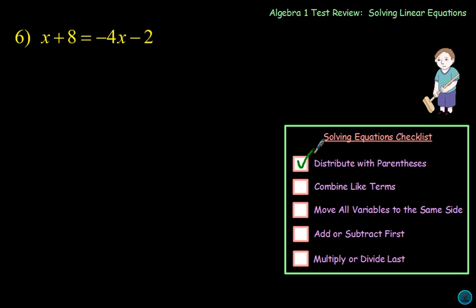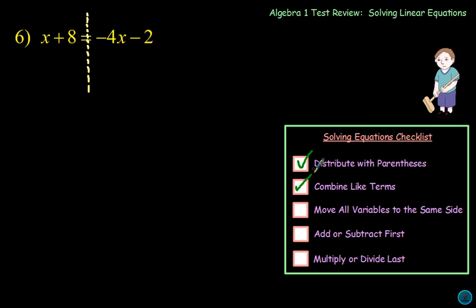Combine like terms, well, let's check it out. So if I split my equation into the two different sides there, if I look at the left side, x plus 8, well, those aren't like terms. -4x minus 2, those are not, right? Because -2 is a number, -4x is a variable, so I can't combine those. All right, so we can check that off the list.